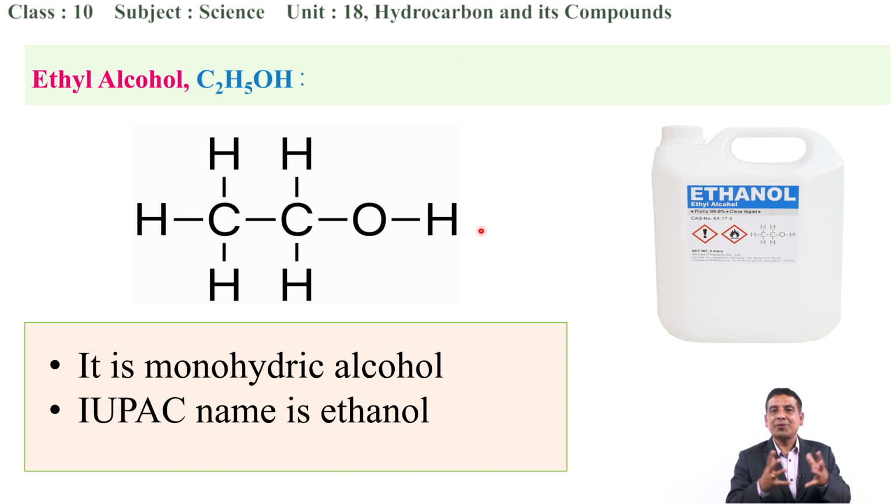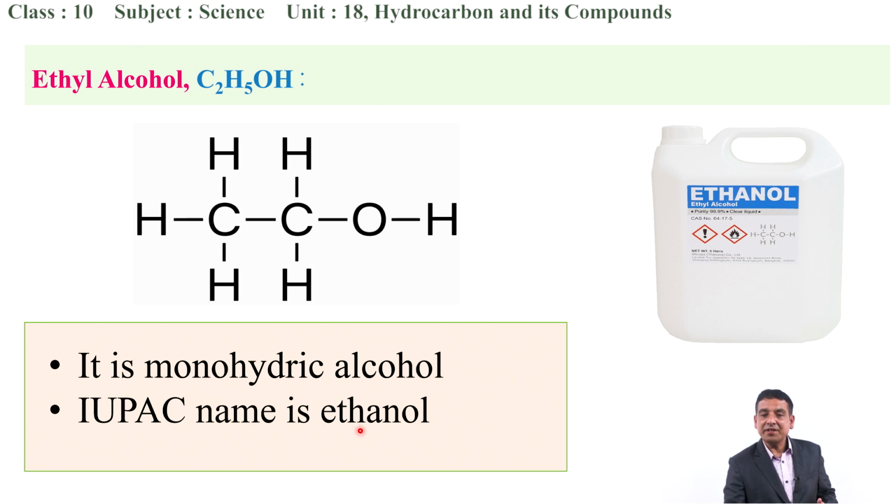It is a monohydric alcohol. How many hydroxyl groups do you see here? 1. So, this is called a monohydric alcohol. Then what is the IUPAC name of this compound? I am using the term time and again, so I think it is quite helpful for you to write the IUPAC name of the compound. The IUPAC name of this compound is ethanol.